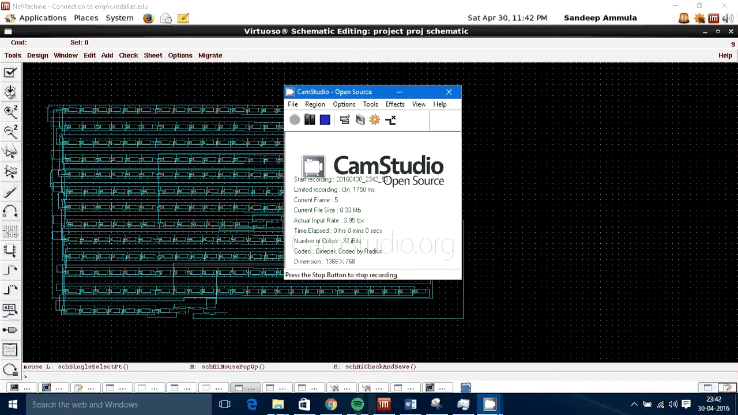Hi, myself Sandeep Amula and my partner Jayant Reddy. We both have developed and implemented the design of Trivium Cypher using 130 nanometer technology. And the basic metric in our design is energy consumption.